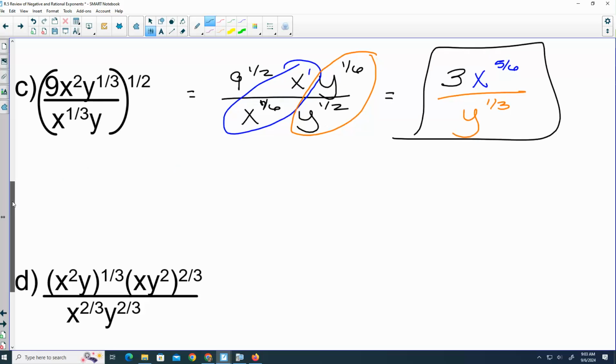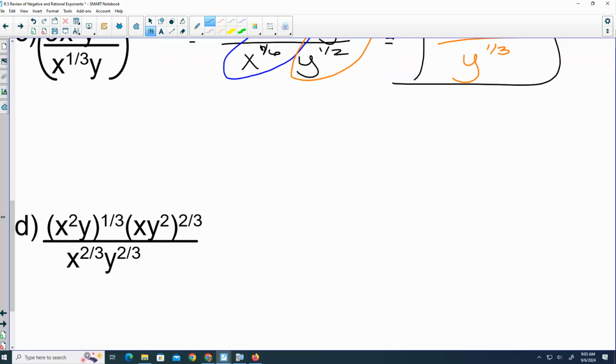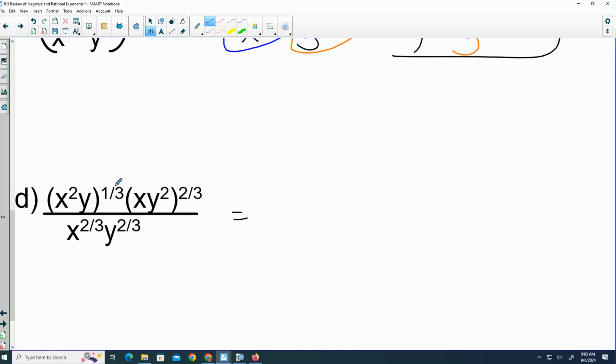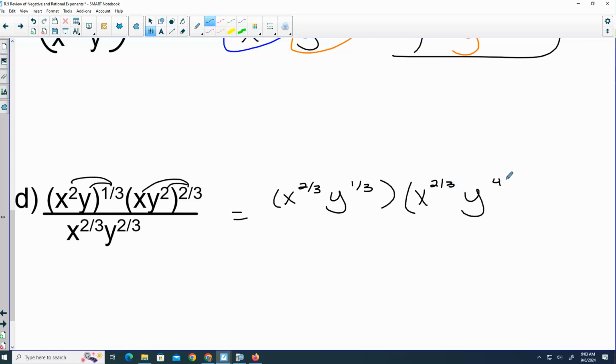Let's look at D together. This one has a lot. Where would we have to begin? The exponents. So I have to take this 1/3 through. So we would get x to the 2/3, y to the 1/3. This one, if I take my 2/3 through, x to the 2/3, y to the 4/3, and I still have the denominator.